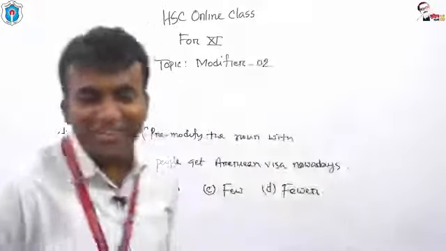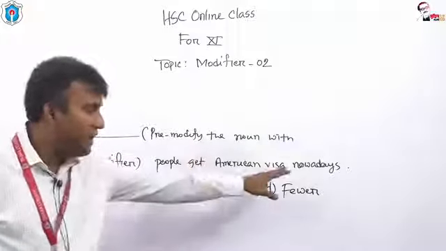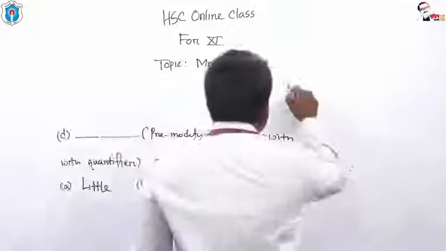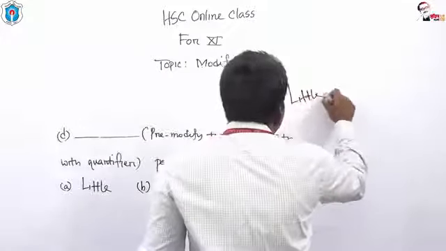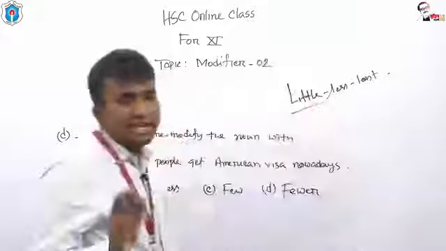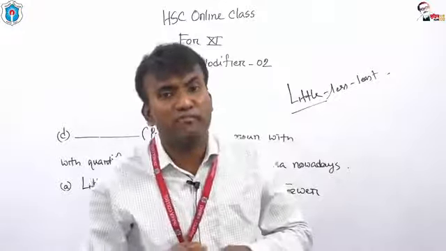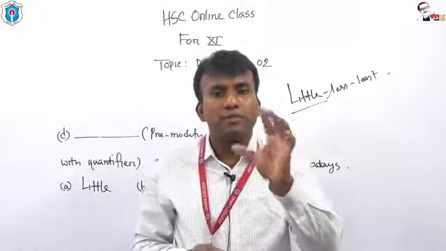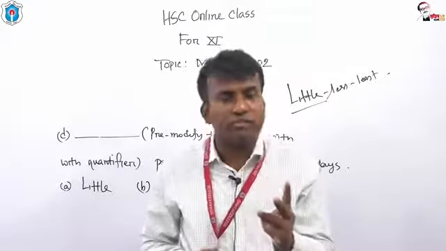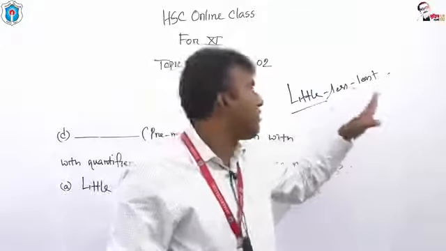Now look, I'd like to give you the answer. Dash people get American visa nowadays. Look please. Little, less, least. Little is an adjective. Every adjective, dear student, has 3 forms: positive form, comparative form, and superlative form. Little is an adjective, that's why little has two other forms. The comparative form of little is less. The superlative form of little is least.